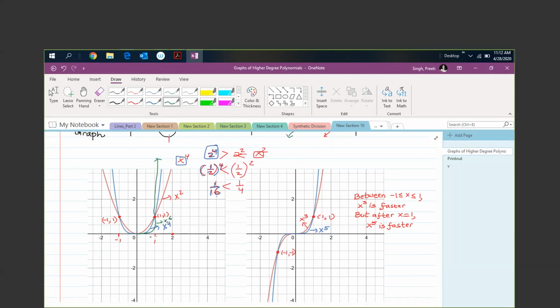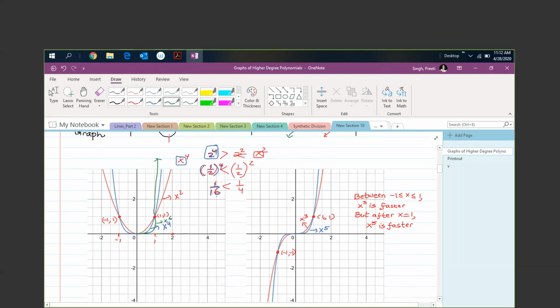But once it crosses the point 1, it's going to go up very fast, faster than your x to the 4th or x squared. And if you keep on increasing the powers, it's going to be the same. X to the 8th will be even lower than x to the 6th, but then it's going to be faster than the green one after 1.